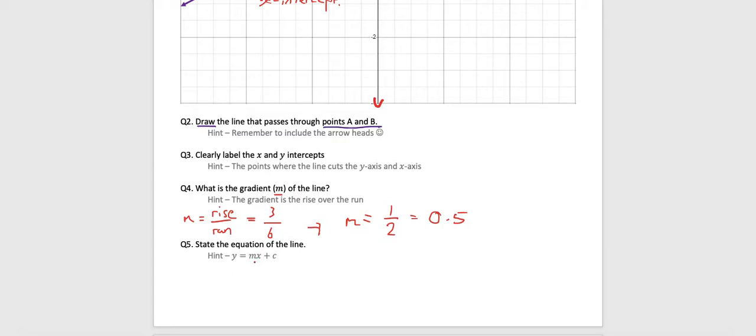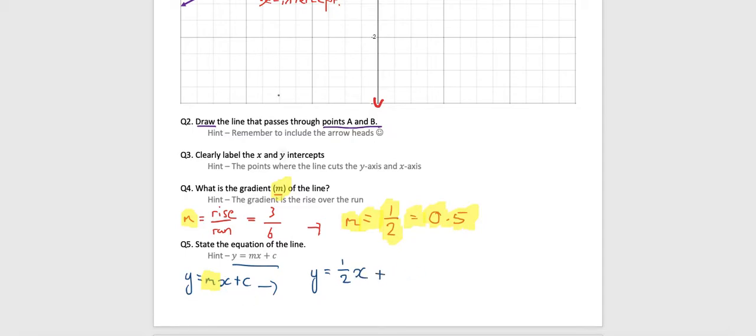Now the next question, question 5, it says state the equation of the line. So recall the equation of a line is this guy here. So it's y equals mx plus c. And remember, the m, that is representative of the gradient, which we saw here. And notice we've already done the gradient. It was the rise over the run, and we found that our m was either half or 0.5. So what we can input here is that y equals either half x plus c.